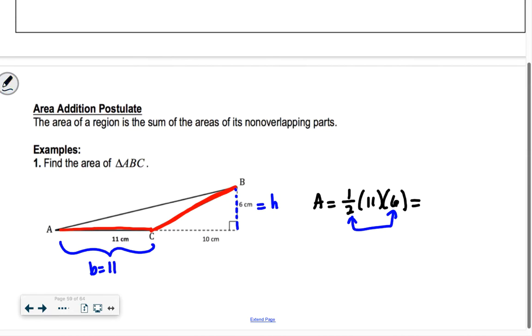So we get 3 times 11, which is 33. So it should be 33, and then what units do I use for area in this case? Centimeters squared, exactly. Okay, make sure that they have the same units. So maybe you have inches and then feet. You have to change things all to inches or change things all to feet, right?